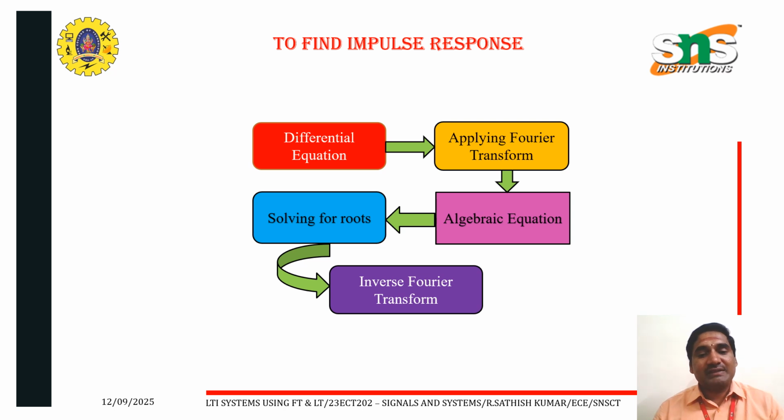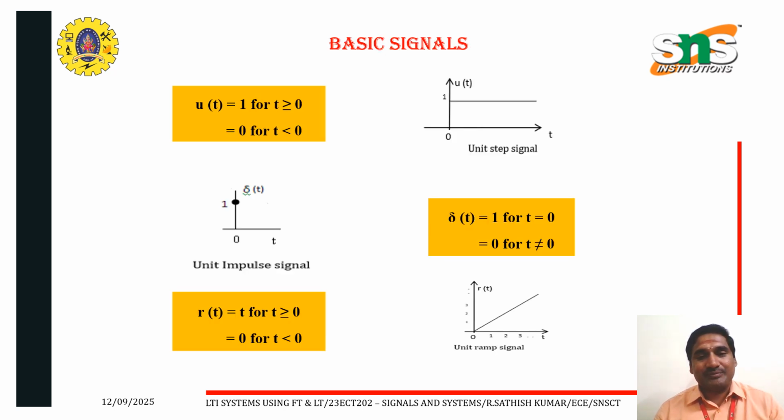How to find the impulse response of the system? For the differential equation, we can apply the Fourier transform and then form the algebraic equation, solving for roots. Finally, we can take the inverse Fourier transform. We can get it as the impulse response of the system.